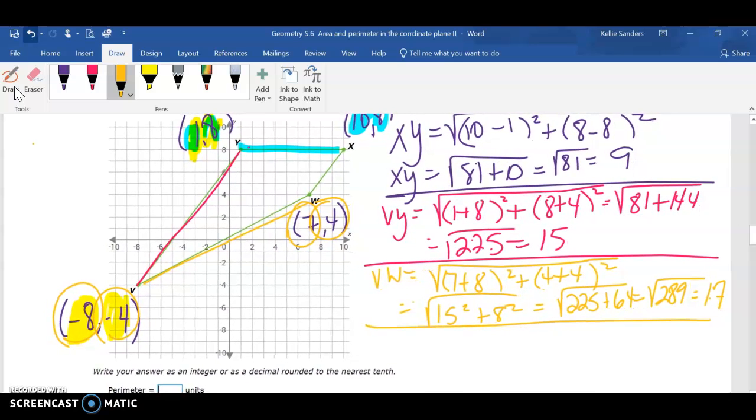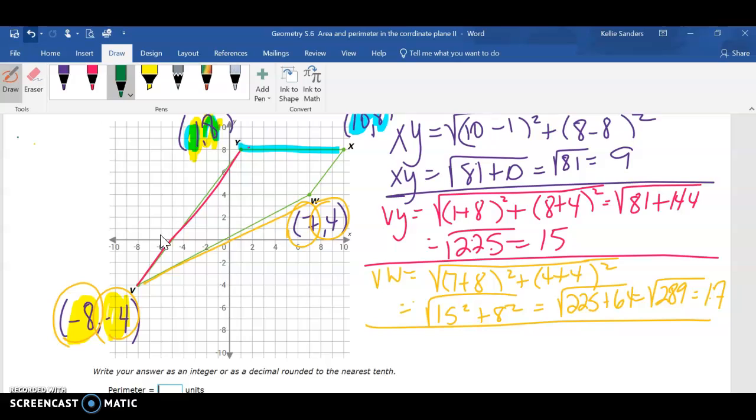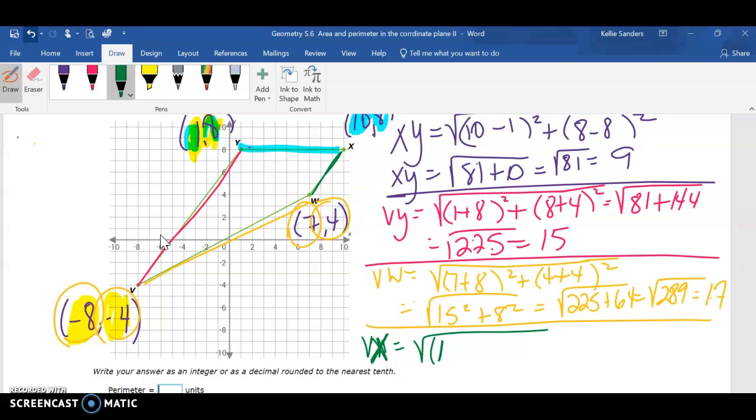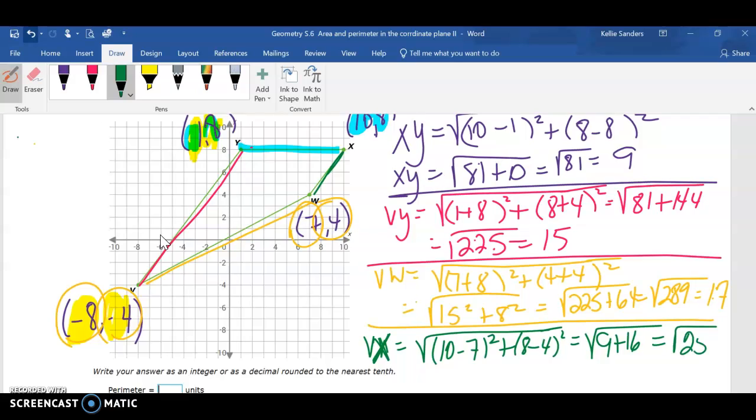Got to scooch it up just a little bit. Now VX. (10 minus 7) squared. 8 minus 4 squared. 10 minus 7 is 3. 3 times 3 is 9. 8 minus 4 is 4. 4 times 4 is 16. 9 plus 16 is 25. And the square root of 25 is 5.